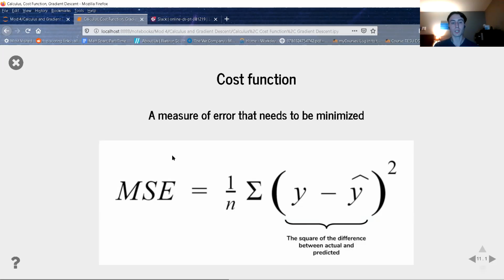If you were trying to classify whether something is a dog or not, so it's binary, then you couldn't do mean squared error because it's a binary thing. So you'd have to do overall accuracy. So the cost function can really be anything that you're trying to minimize that measures your error.